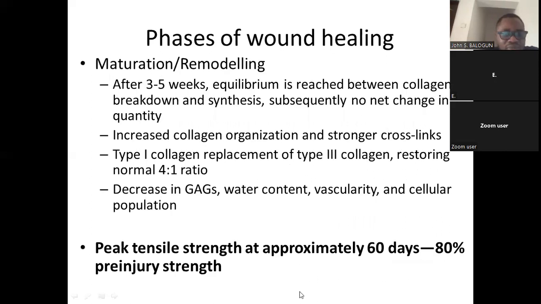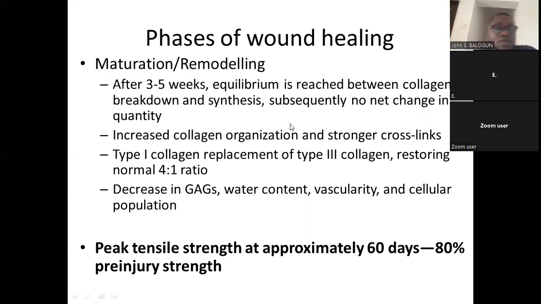Now, note this part in dark ink. It has come many times. The peak tensile strength is achieved at 60 days, and that is 80% of pre-injury strength. Now, what is 60 days? 60 days is about 2 months, and that's about 8 weeks. So it may come out that peak tensile strength is achieved at 8 weeks. It comes out many times.